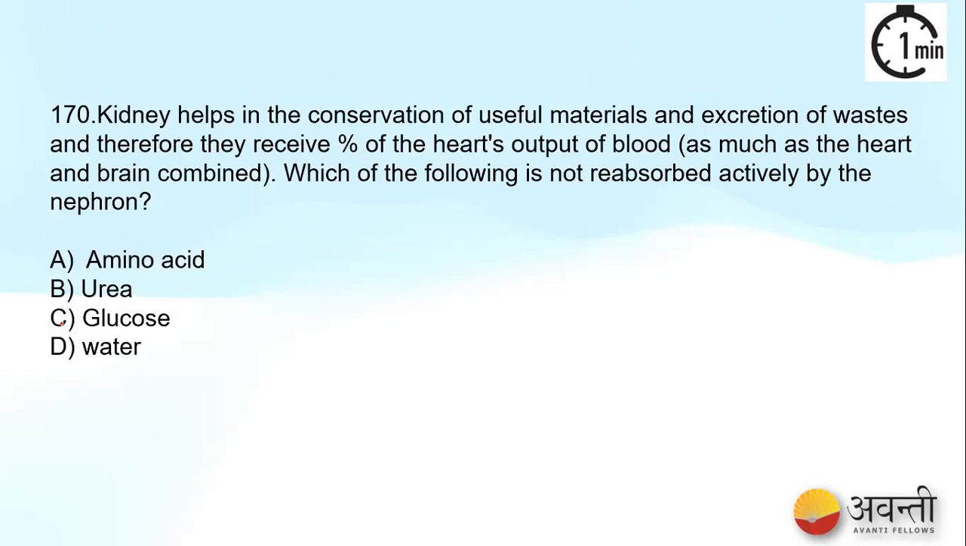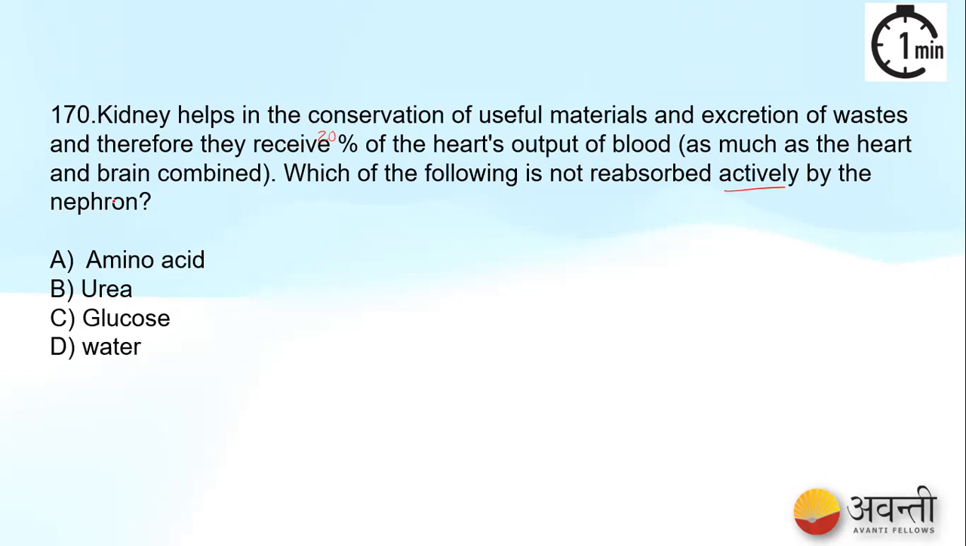Yes, interesting question. Question number 170, students. Kidney helps in the conversion of useful materials and excretion of waste, and therefore they receive up to 20%. Okay, it's actually 20% here. 20% of the heart's output of blood, as much as the heart and the brain combined. Which of the following is not reabsorbed actively by the nephron? Our options are amino acid, urea, glucose, water. So here are our options. Let's see what is our correct option with respect to question number 170.